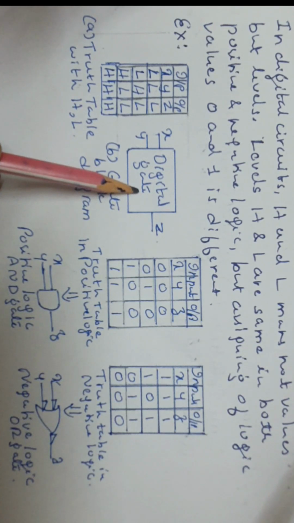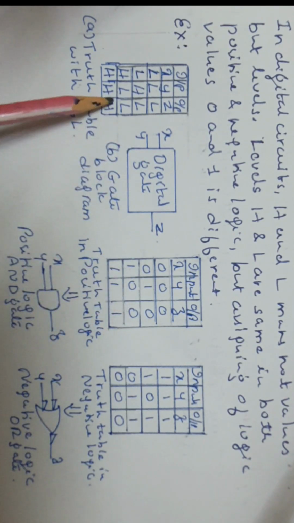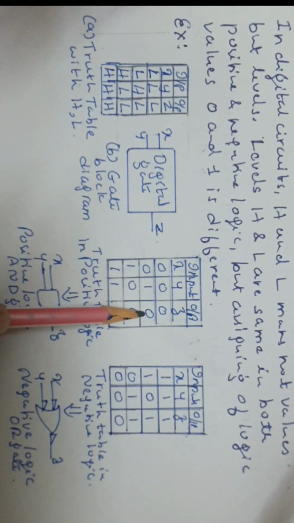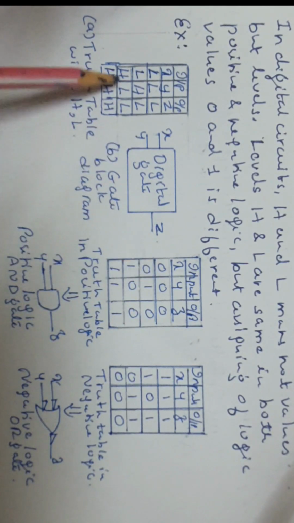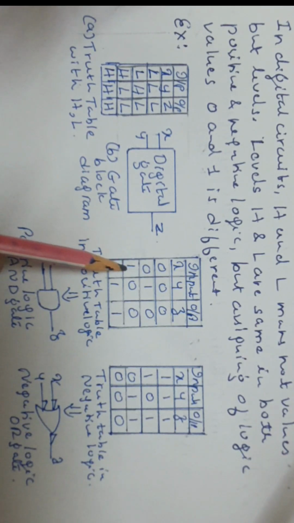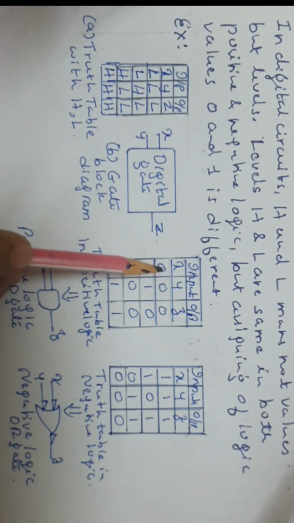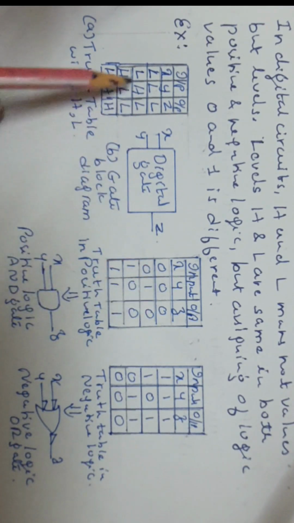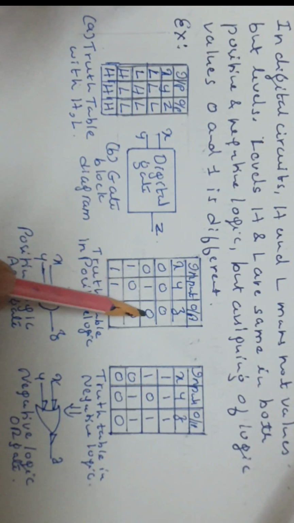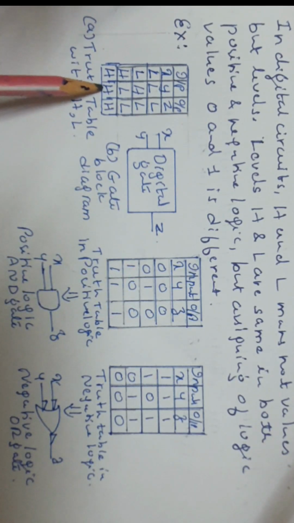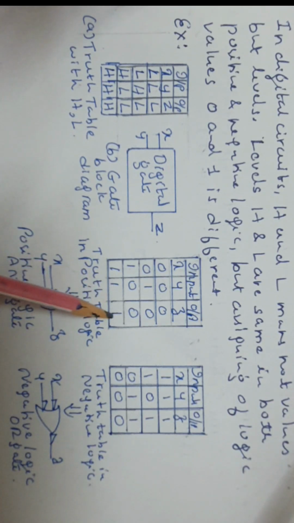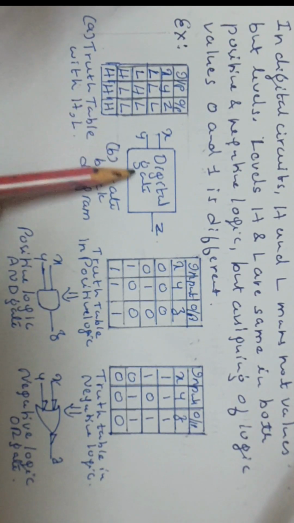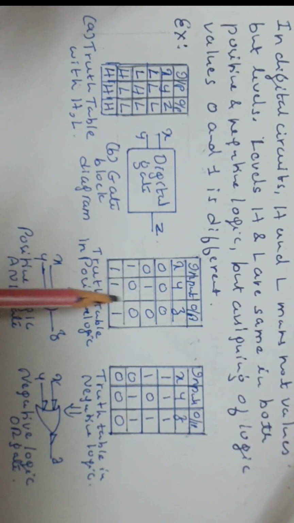Okay. But which gate? So this truth table, if you write with positive logic, L is written as 0, H is written as 1. Okay. So when both are L, L, output is L. When both are 0, output is 0. When any one is L, when any one is 0, output is 0. Only when both are high, only when both are 1, output is 1. This is definitely the truth table of AND gate. Okay. For this truth table, then the digital gate is AND gate in positive logic.